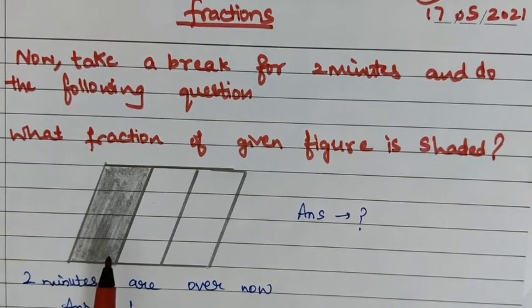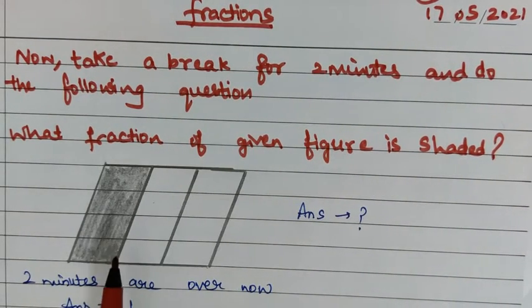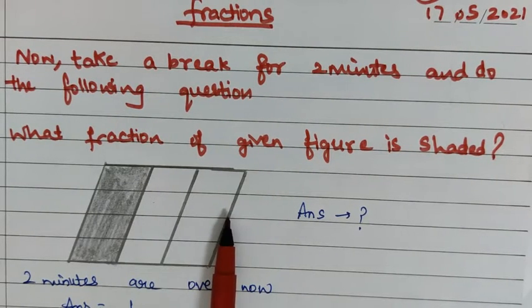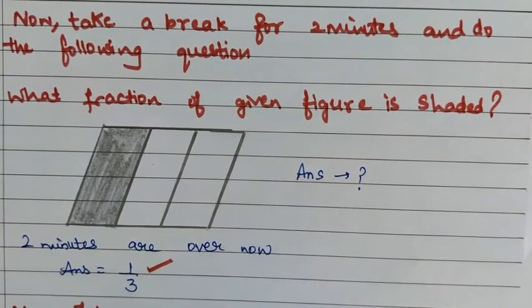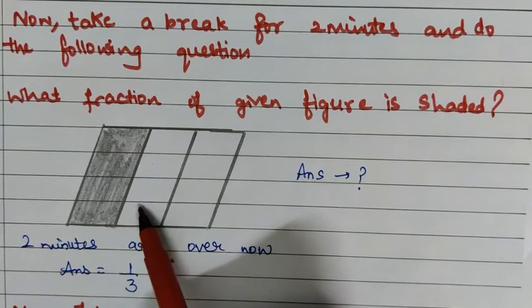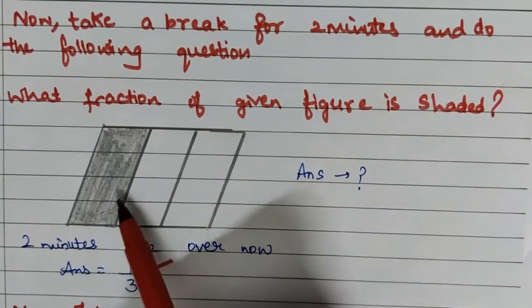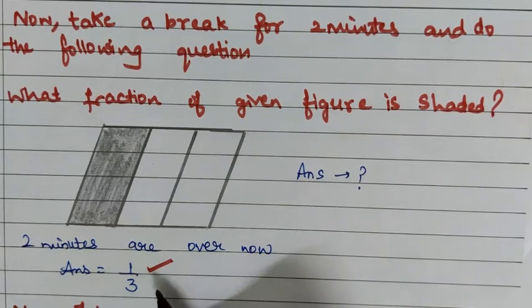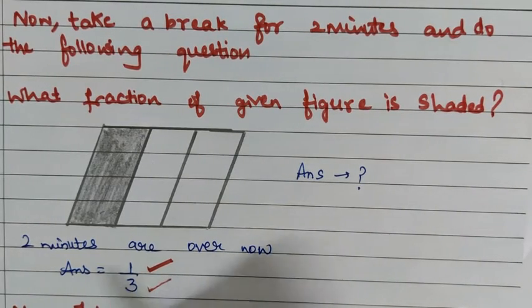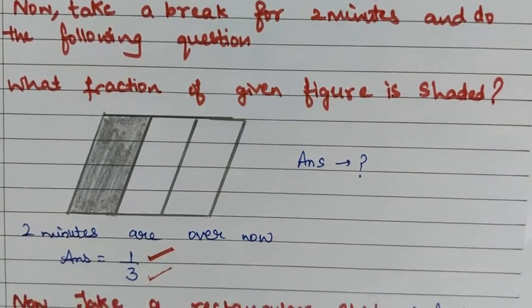2 minutes are over now. Let us discuss its solution. See, in the figure, how many parts have been shaded? There is only one part. So, in the numerator, I will write 1. How many total parts are there? There are 1, 2, 3. 3 parts are there. So, that's why in the denominator, we will write here 3.